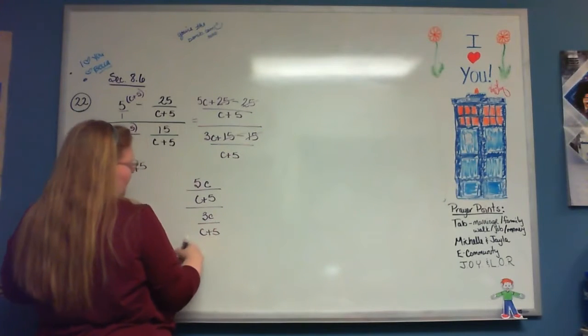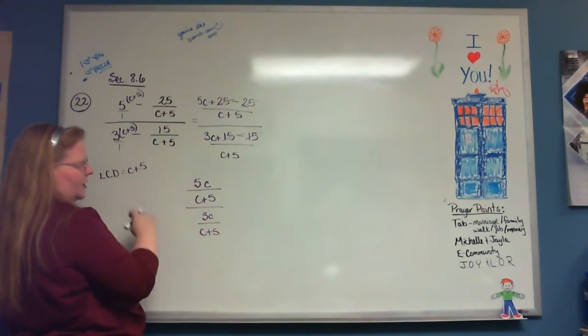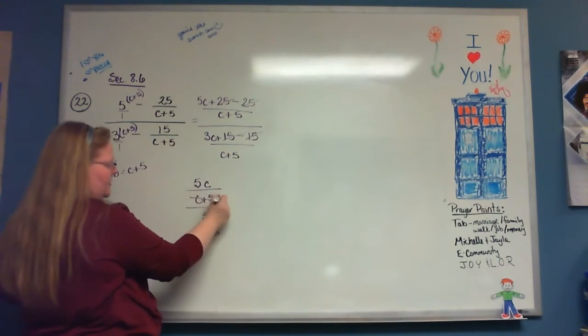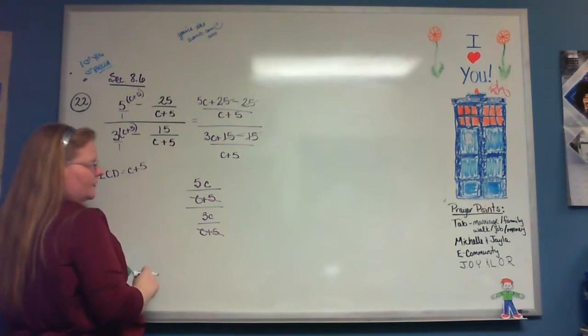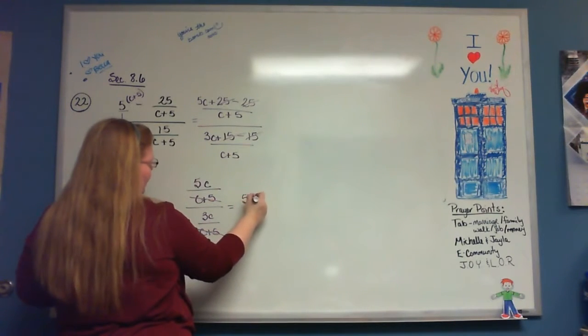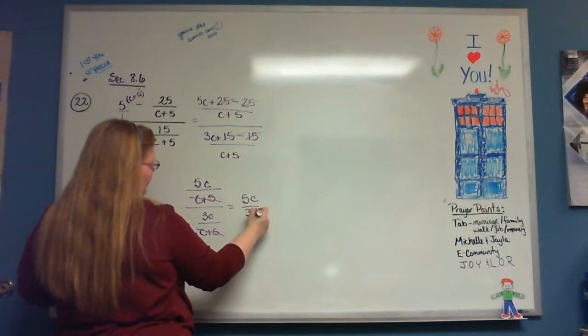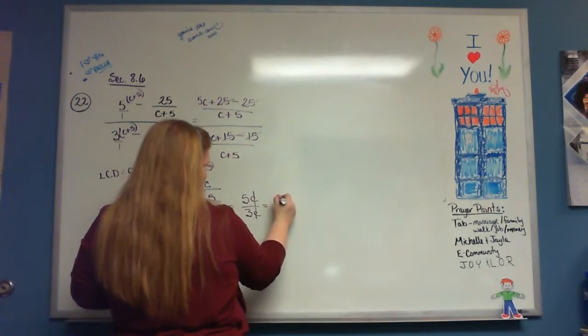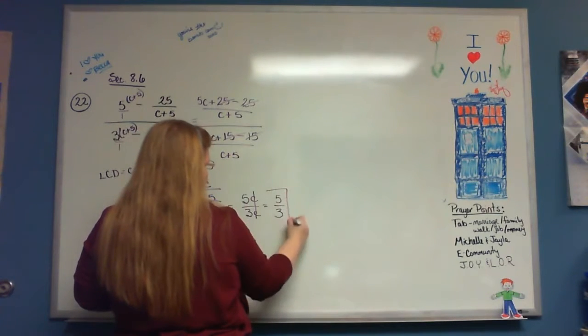And like I said before, even without having to do the rewriting and the flipping over, you can see that these are exactly the same. So they're going to cancel out, and you end up with 5c over 3c. The c's can cancel each other out, and you're left with 5 over 3.